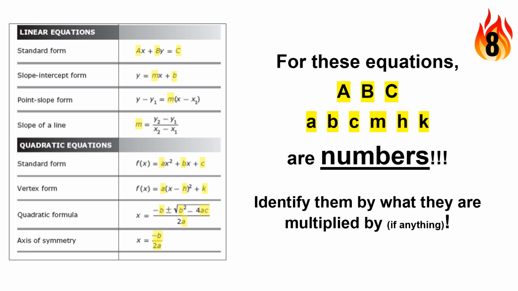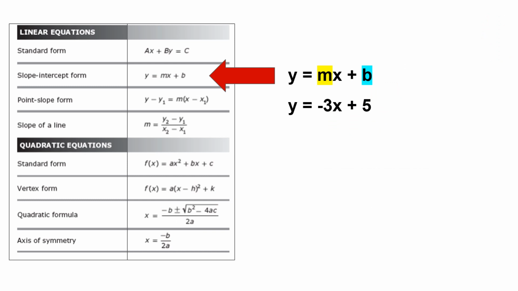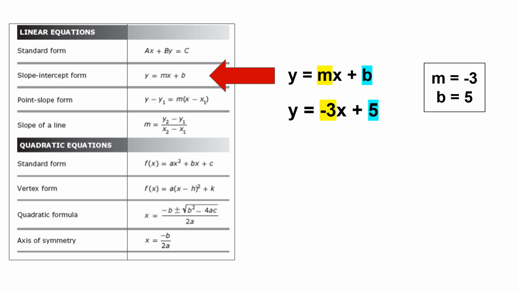All right, hot tip number 8. These equations on the chart, keep in mind that most of the letters we're going to replace with numbers. So the a, b, and c, m, h, and k, we're all going to replace with numbers. We'll keep x and y usually in place. And you can figure out what's what by what they're multiplied by. Take a look at this one. We have -3x plus 5. I can tell that -3 is my m because it's multiplied by x. And I can tell that 5 is my b because it's a number with no variable multiplied by it.